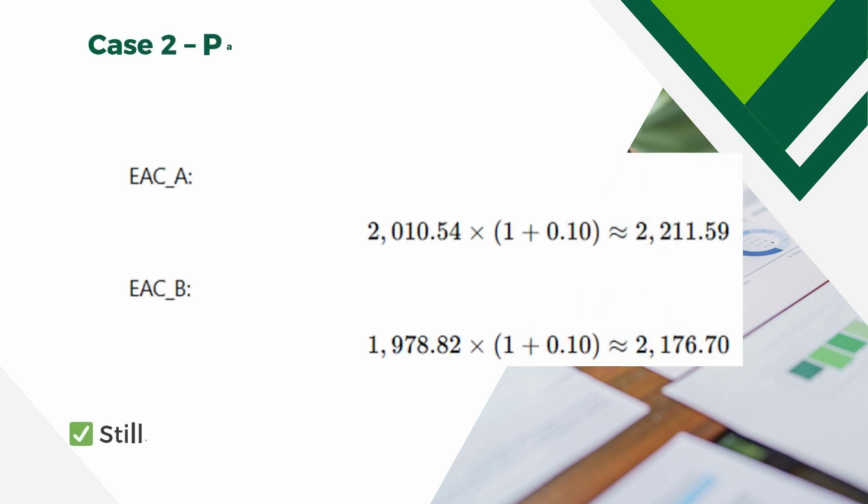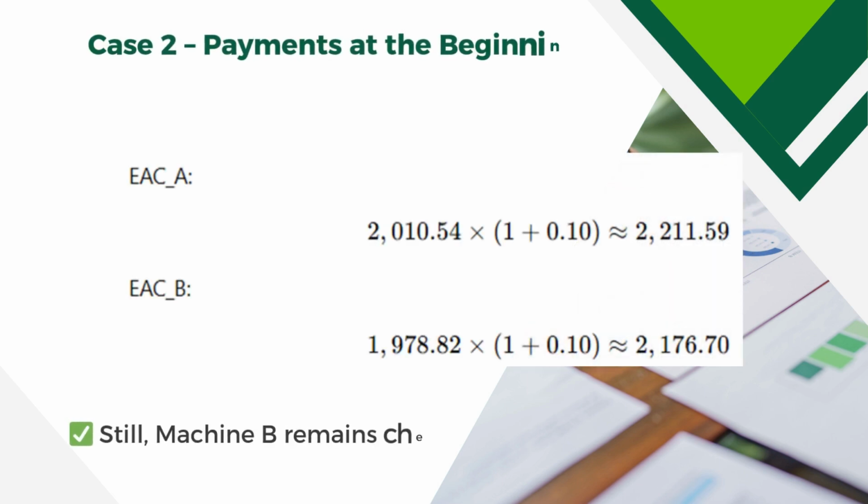Case 2. Payments at the beginning, annuity due. EAC A, 2,010.54 times 1 plus 0.10, equals 2,211.59. EAC B, 1,978.82 times 1 plus 0.10, equals 2,176.10. Still, machine B remains cheaper per year.